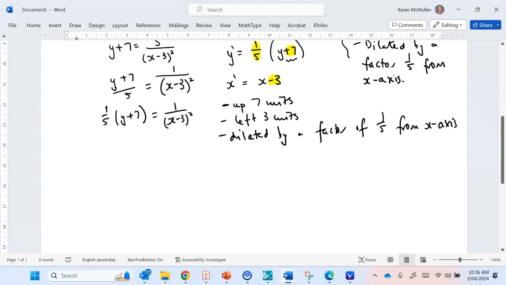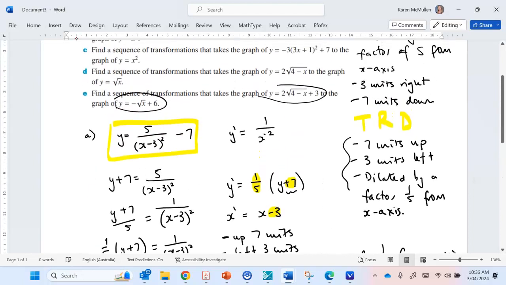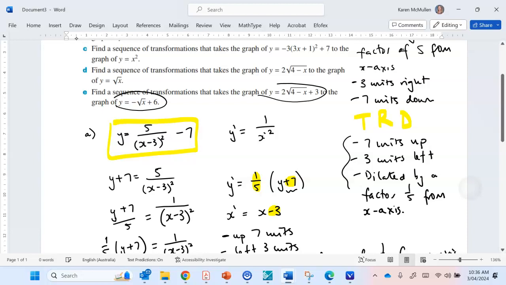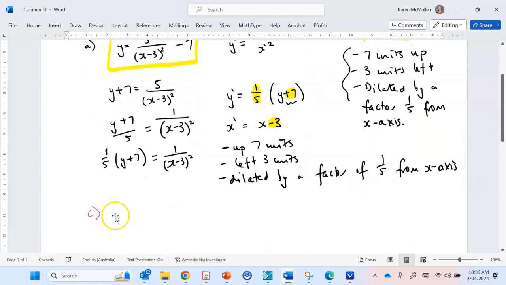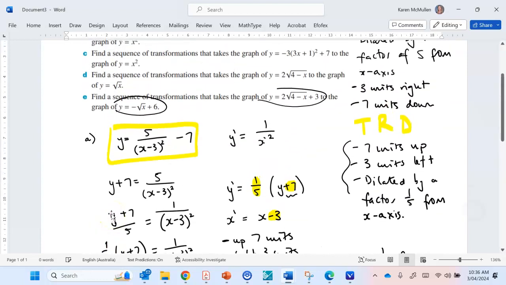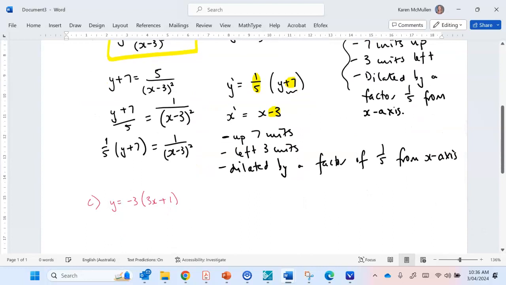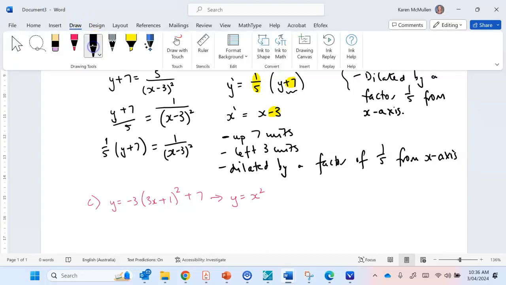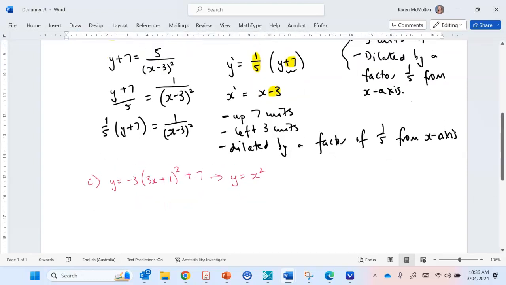Do I have enough space down here? No, I just have to remember what they are. Oh gosh, it's a long one. -3, 3x plus 1, squared plus 7. Okay, so if you wanted to, you can read all the transformations that have happened here, but as you can see, it's getting quite complex, so it's probably easier just to do your mapping.